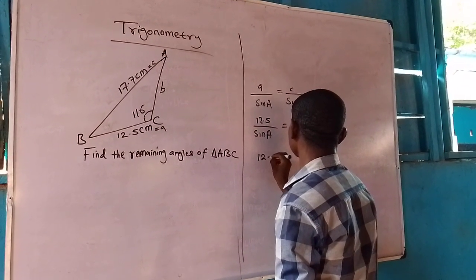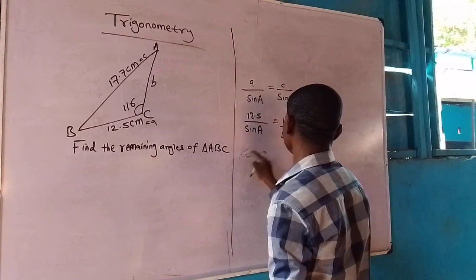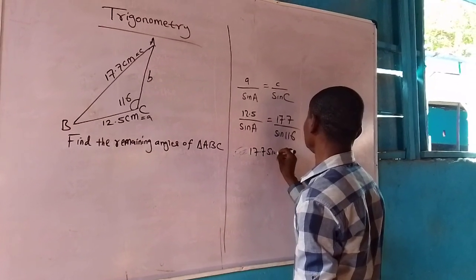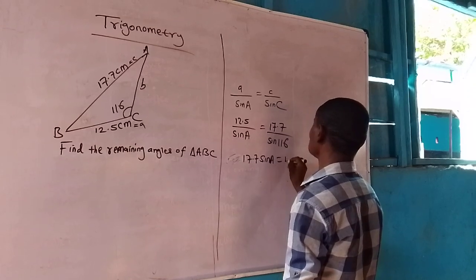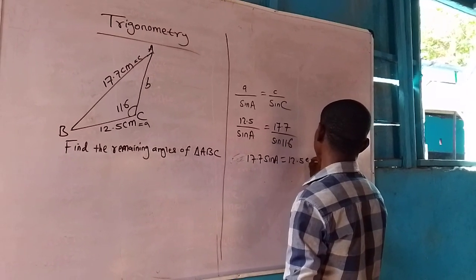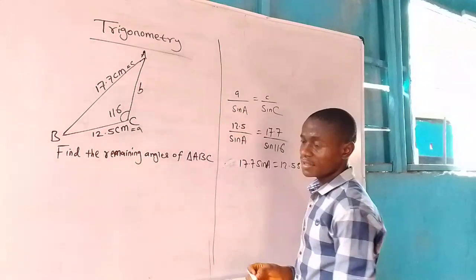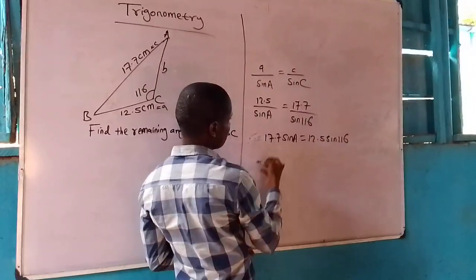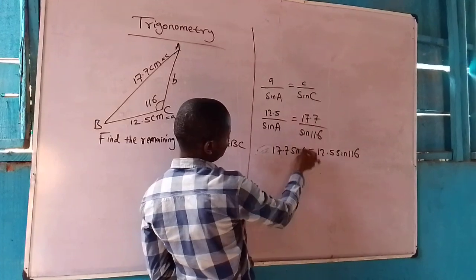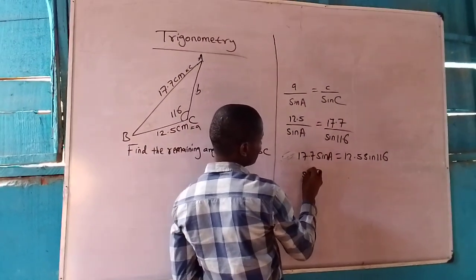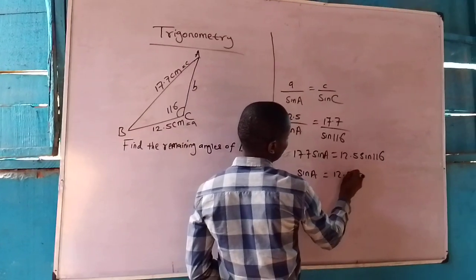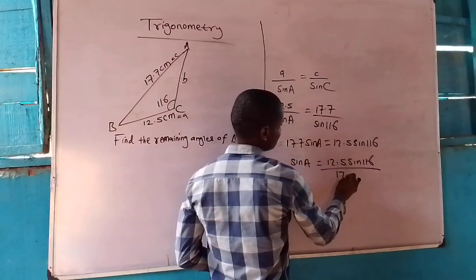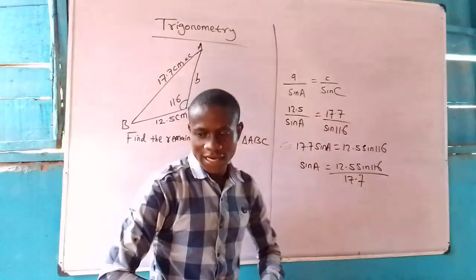Now that will be 17.7 sine A equals 12.5 sine 116. Now at this point, what do we do? You just divide both sides by the coefficient of sine A. That will be 17.7. Then sine A will be equal to 12.5 sine 116 divided by 17.7. Now you just bring your calculator.